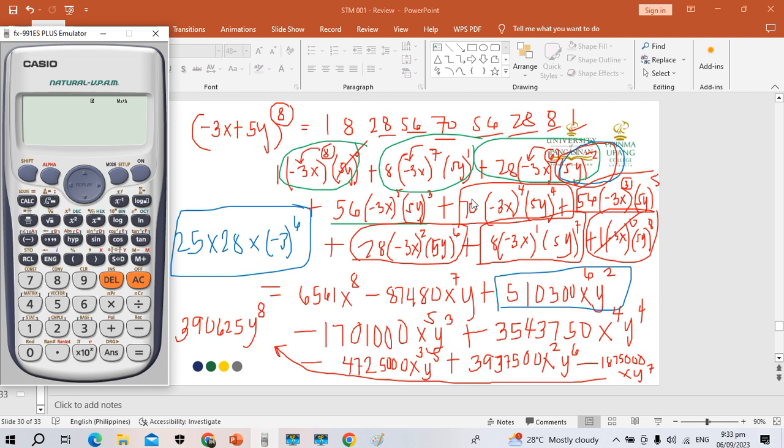Next, punta tayo sa 1, 2, 3, 4, 5. 70. 70 times negative. Oh, huwag na ilagay yung negative. Tapos, 3 raised to 4. So, 3 raised to 4 times 5 raised to 4. Yan, try natin. It's 3, 5, 4, 3, 7, 50. Very good. Okay, next. Tayo sa 4, 7, 2. Tingnan natin sa 56. 56 times negative 3. So, 3 lang inlagay natin dito. Exponent na 3.